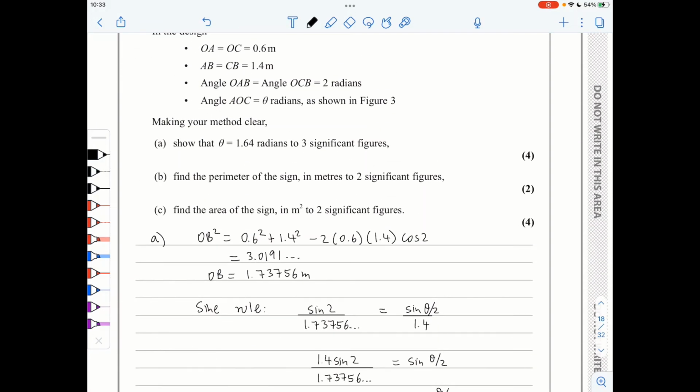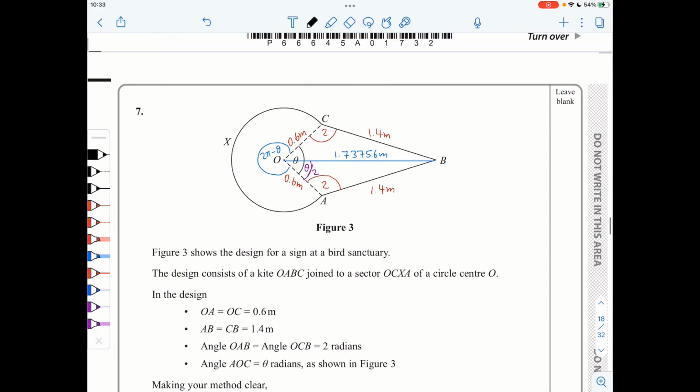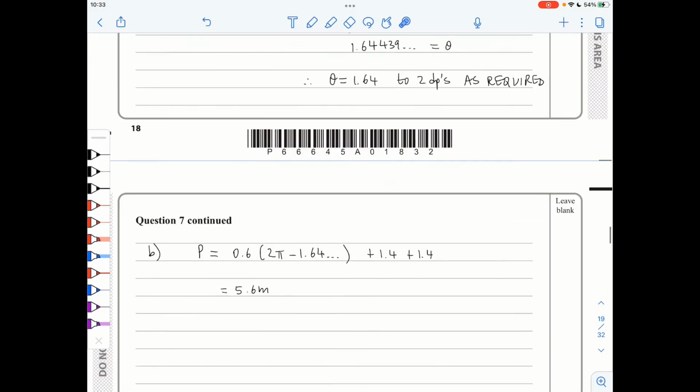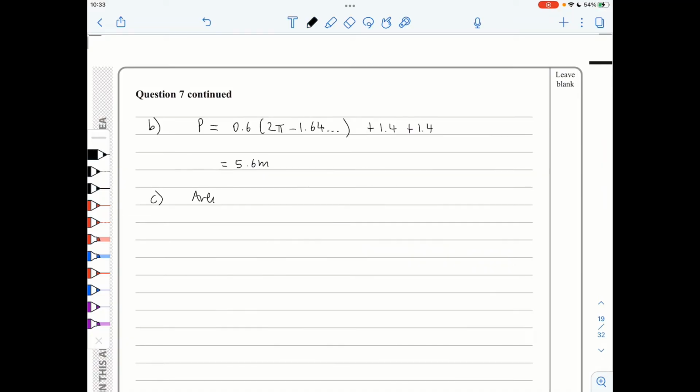And then for part C, to find the area of the sign in square meters, it's simply the area of the major sector plus twice the area of this triangle. Now for the area of the sector, I'm using a half r squared theta, and for the area of the triangle, I'm using a half ab sine C. So the area is equal to a half r squared, so 0.6 squared times 2 pi minus 1.64 dot dot dot, plus 2 times the area of the triangle, which is a half ab sine of the angle in between, sine of 2, and this turns out to be 1.6 square meters.